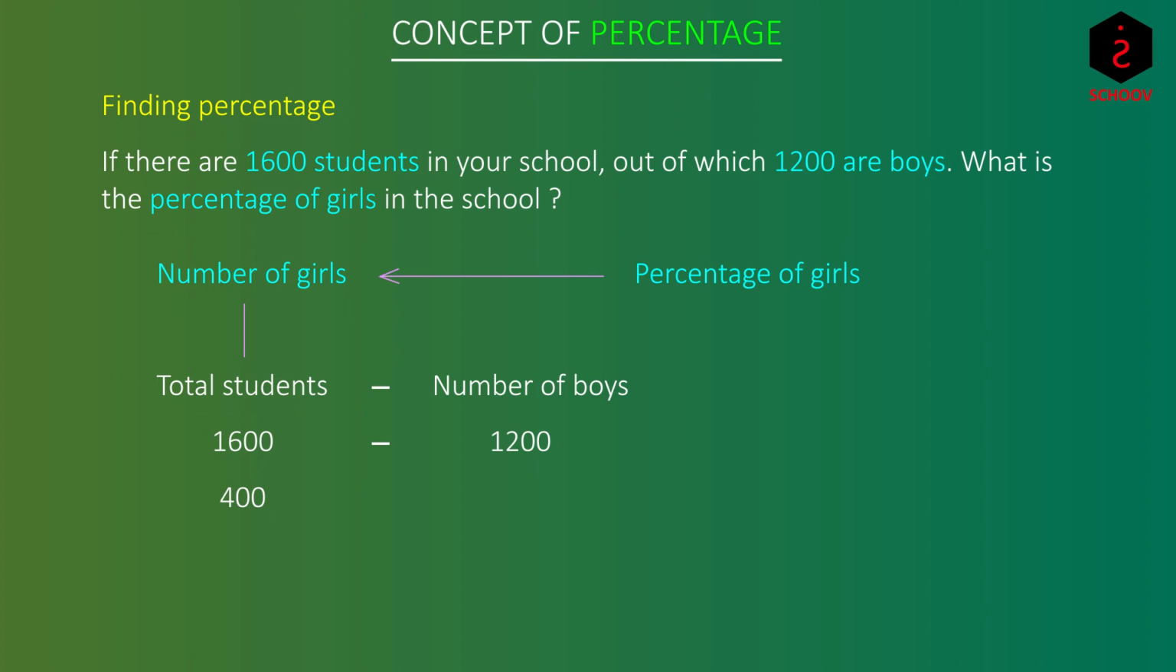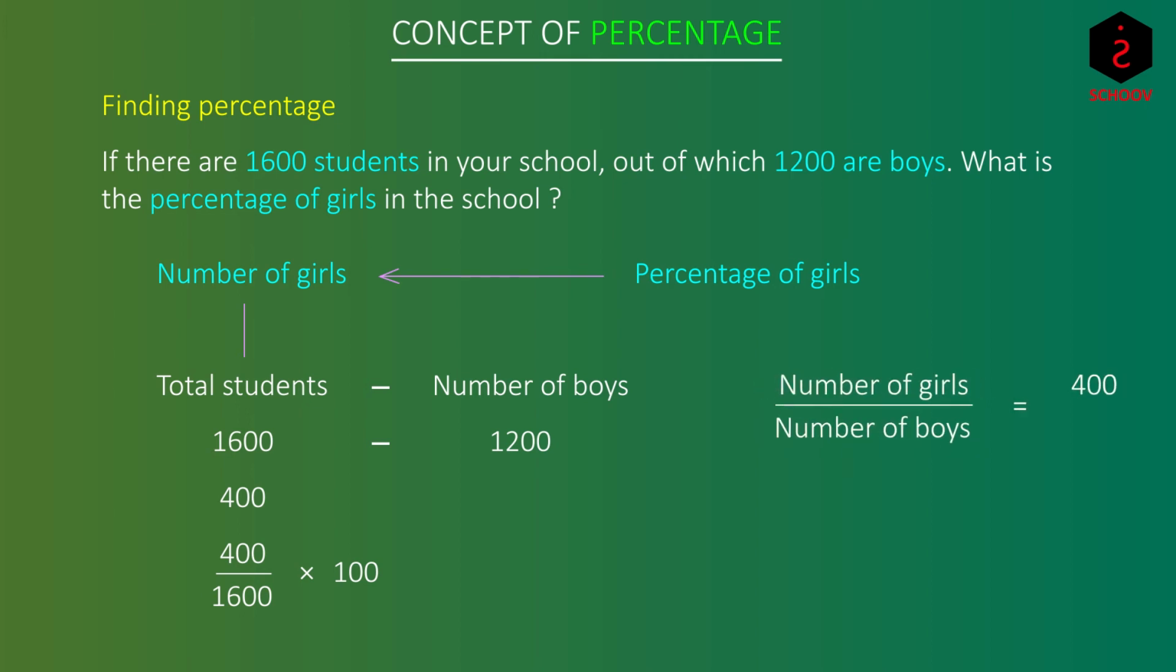Finding percentage is easy now. But remember, we will find the percentage of girls in total students and not in the total number of boys. So we have to do 400 upon total students, 1600 into 100. We can't do number of girls upon number of boys, 400 by 1200. It will be wrong. So now 400 cancels 1600, 4, and 100 upon 4 is 25. So 25% is the answer.